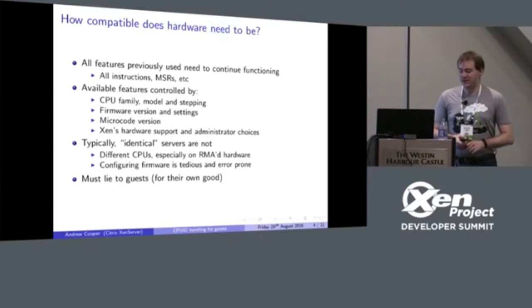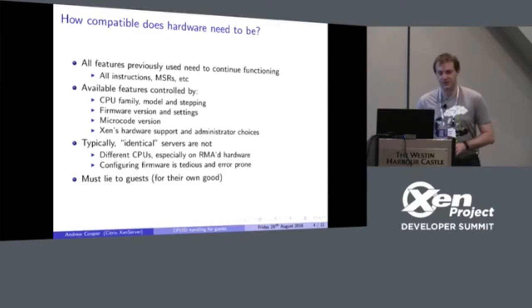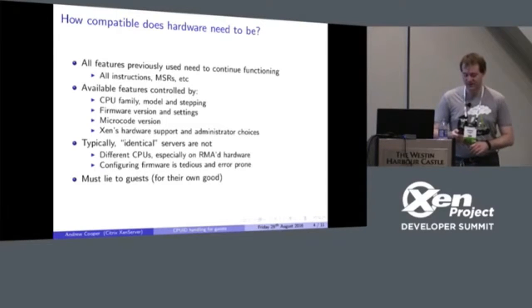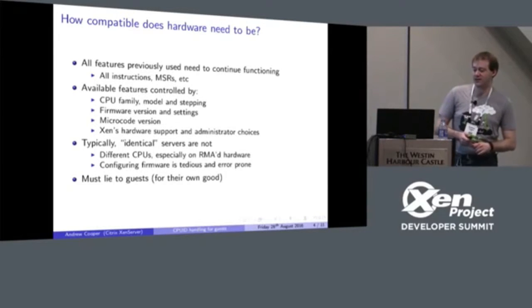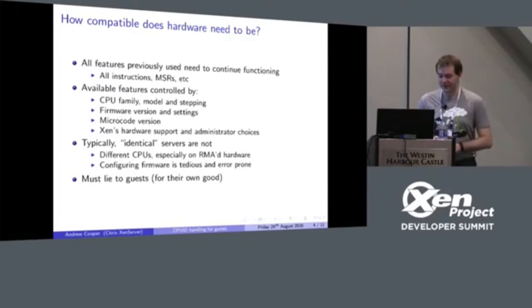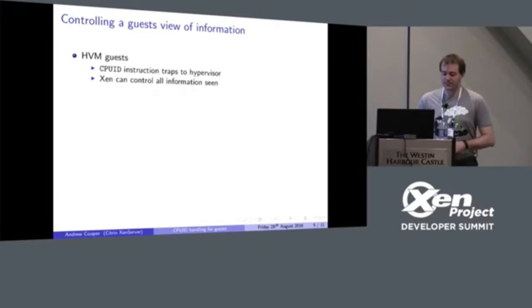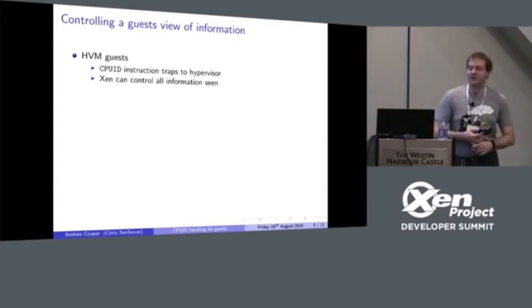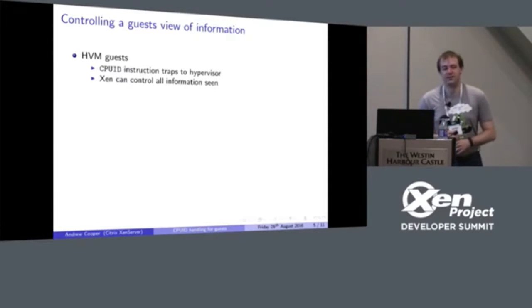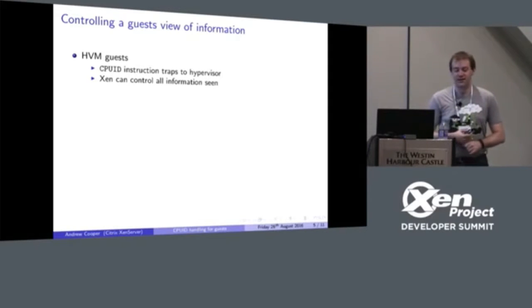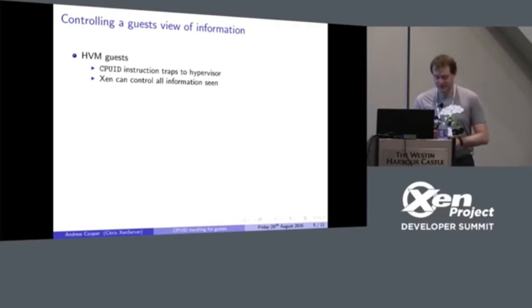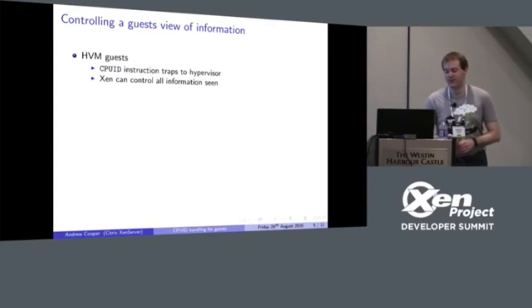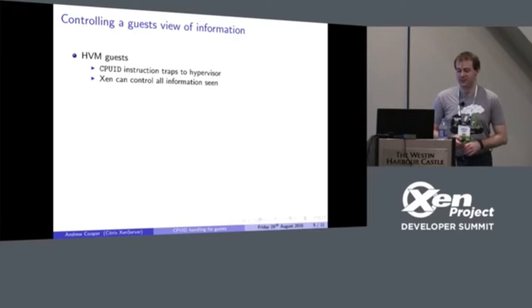So what we need to do is to lie to the guests for their own good, and pretend that some information is there where it isn't, or some information is not there where it actually is. And that brings us on to actually lying to guests. For HVM, it's really quite easy. The CPUID instruction traps, and Xen can make up all the lies it cares about, and the VM gets all of the information Xen wants it to see.